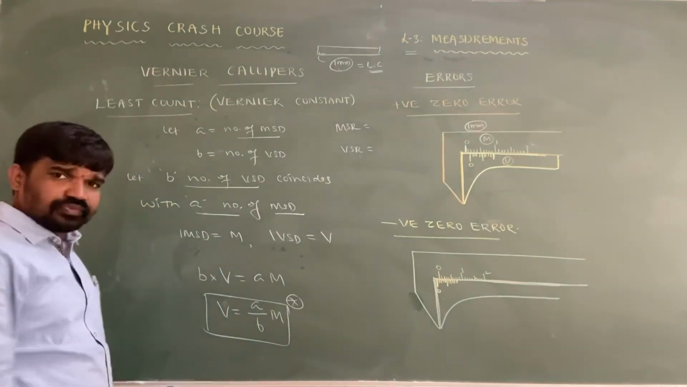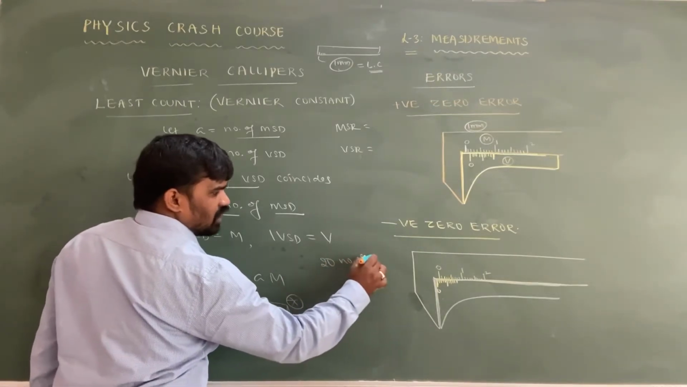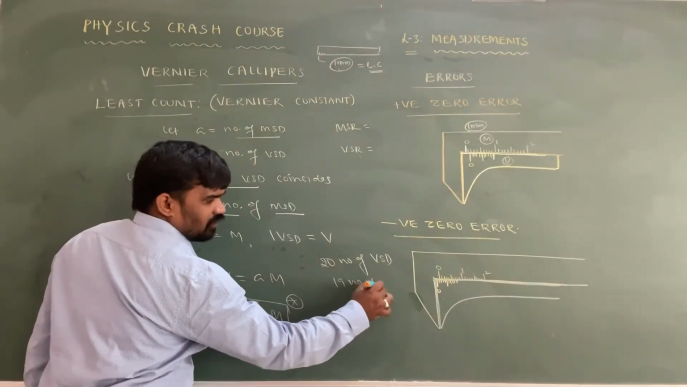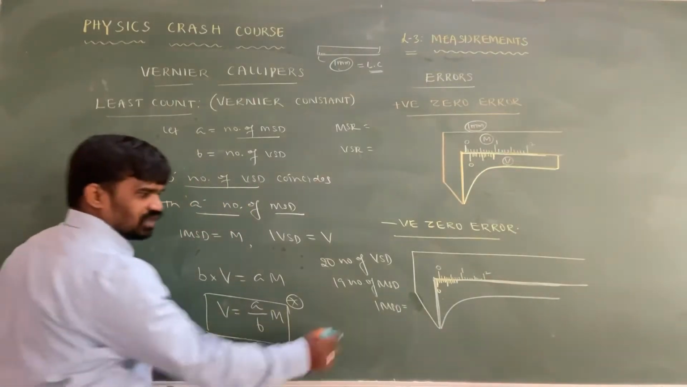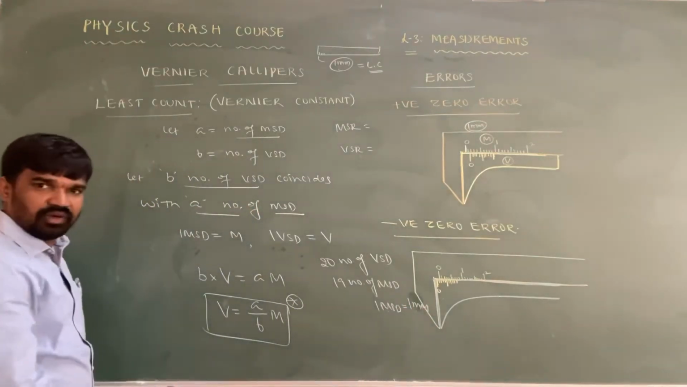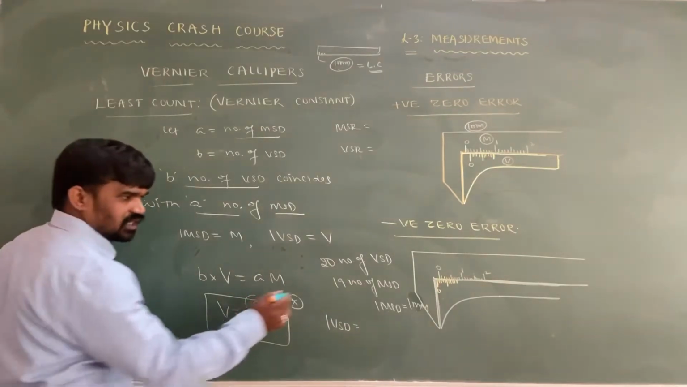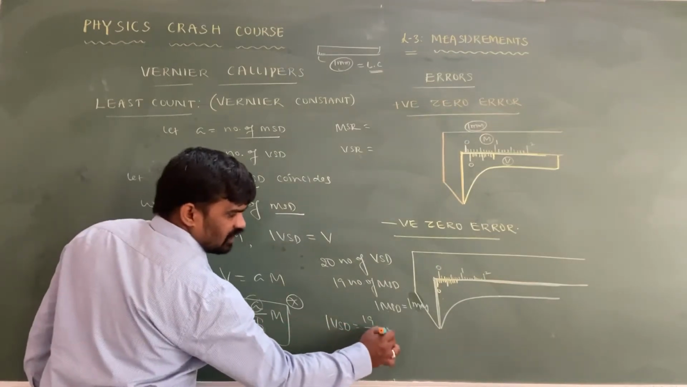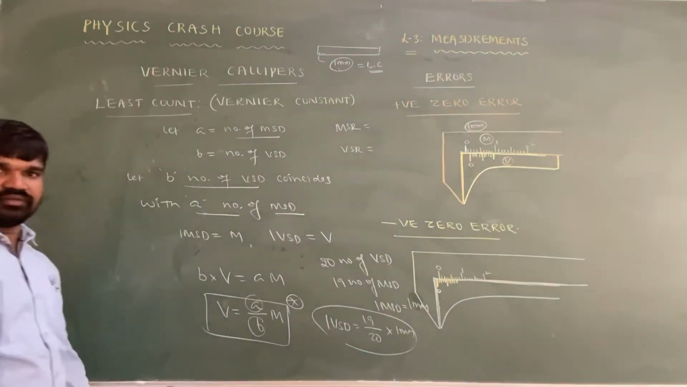For suppose 20 vernier scale divisions coincide with 19 main scale divisions, whereas the value of 1 MSD is equal to 1 millimeter. Then find the value of 1 VSD. So 1 VSD is equal to the number of main scale divisions, 19, by the number of vernier scale divisions, 20, into the 1 main scale division value, 1 mm. This is the value of 1 VSD.